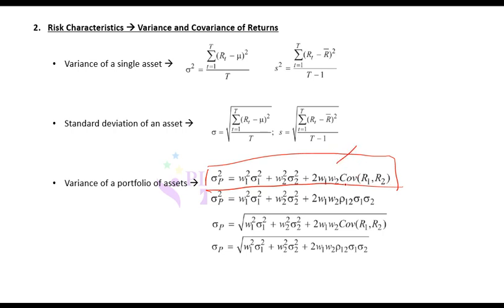Now let's say that you do not have covariance, but instead of covariance you have correlation. So recall from earlier classes, correlation is equal to covariance divided by standard deviation of A into standard deviation of B. If you have two assets, you take their covariance and divide it by the standard deviation of the first one into the standard deviation of the second one. That gives you the correlation of those two assets. So that means covariance is equal to correlation into standard deviation of A into standard deviation of B.